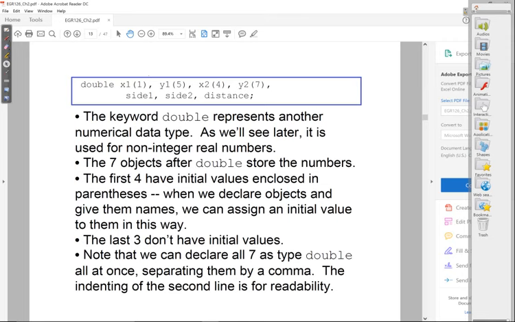I'm sure that you all know exactly what these are referring to, because we discussed how we're going to calculate the distance between the two points. So x1, y1 are the coordinates of the first point. x2, y2 are the coordinates of the second point. Side1 is the difference in either the x or the y coordinates. Side2 is also the distance in the x or y coordinates. And then distance is that square root calculation.